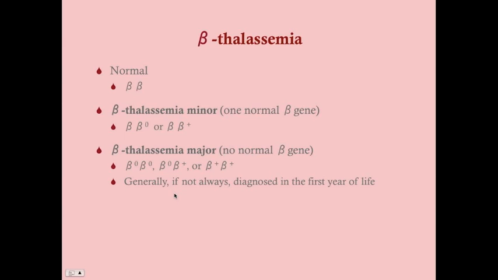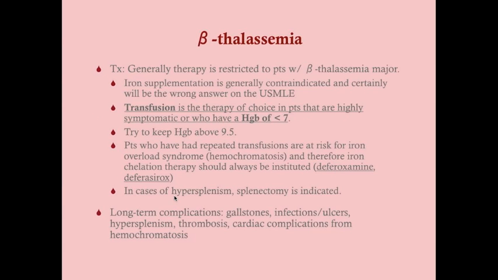Okay, the treatment for beta thalassemia, again, is exactly the same as alpha thalassemia. Why? Because we have the exact same problem. If you don't have alpha globin, you can't form hemoglobin A. If you don't have beta globin, you can't form hemoglobin A. So it's the same thing. It's just a different part of the production chain.